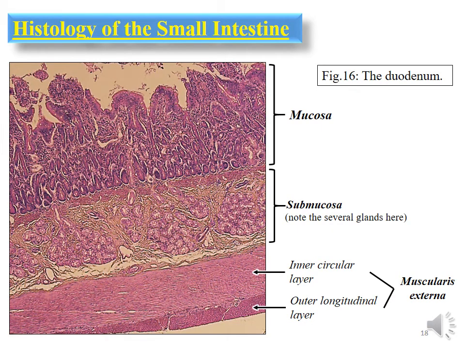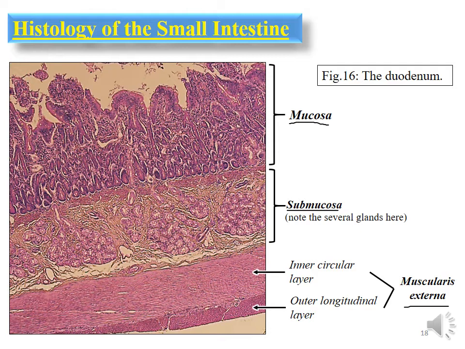Histology of the small intestine. We start with the duodenum. Again, we have mucosa, submucosa, muscularis externa, and the outermost layer is either serosa or adventitia, depending on whether that part of the duodenum is intraperitoneal or not.